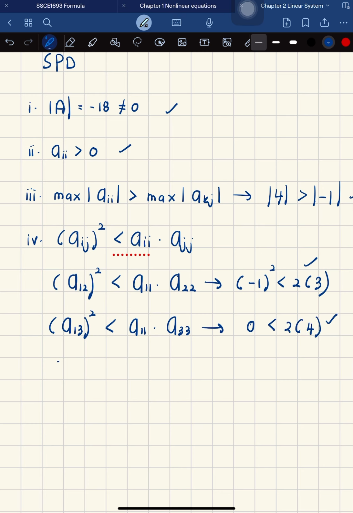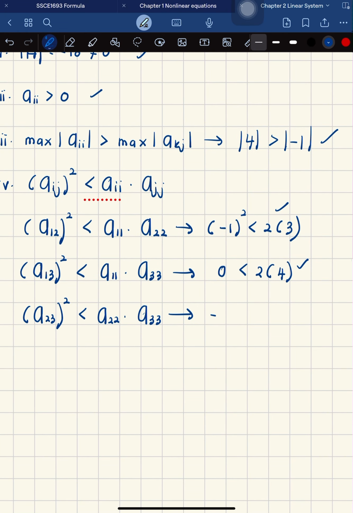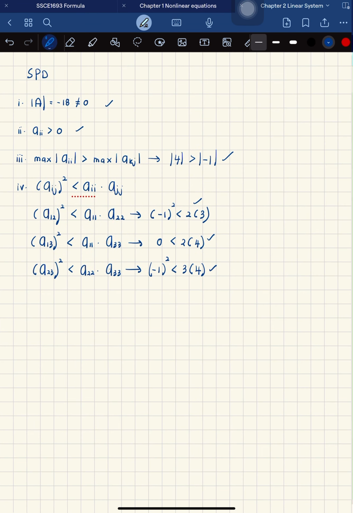So yes, and the last one, A23 squared must be less than A22 times A33. Negative 1 squared is less than A22 is 3 and A33 is equal to 4, also satisfied. Therefore, our matrix A is symmetric positive definite, so you can apply the Cholesky method. Okay.